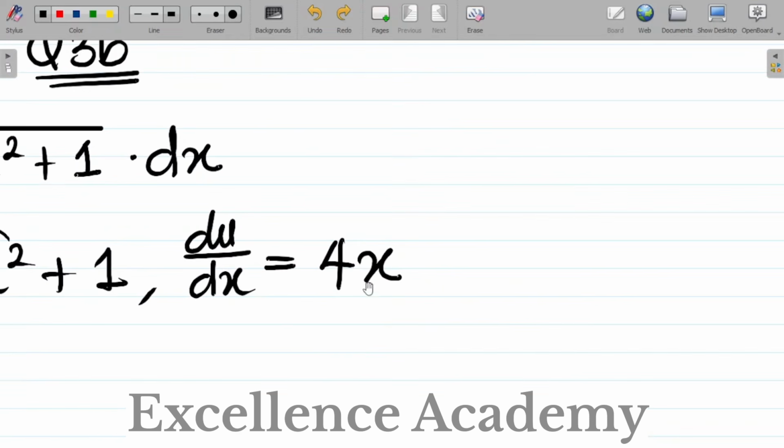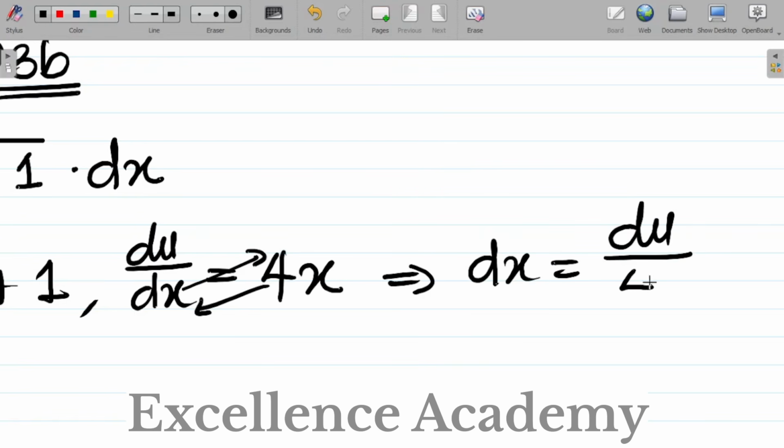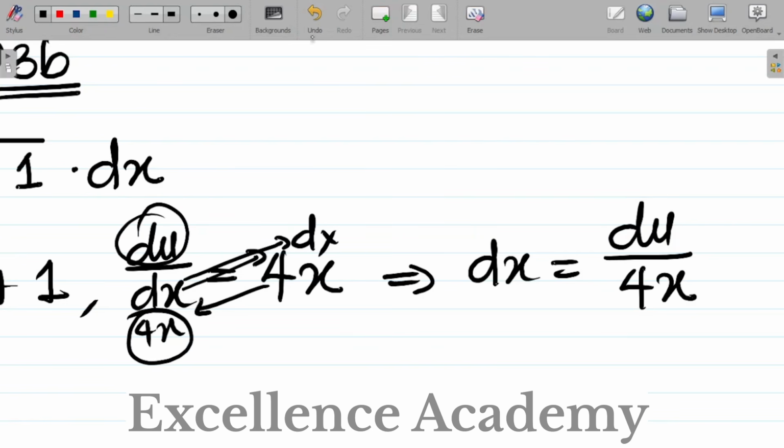From here, let's get the value of dx. If we work on this, we'll have that to get the value of dx, take the dx this way, take 4x down here. So dx becomes du all over 4x. That's how to do that, okay? So 4x goes down to the denominator, and dx goes up here to become dx. So you have that dx is equal to du all over 4x. That's how to do this. Or if you want, you can say cross multiply, whichever method works best for you.